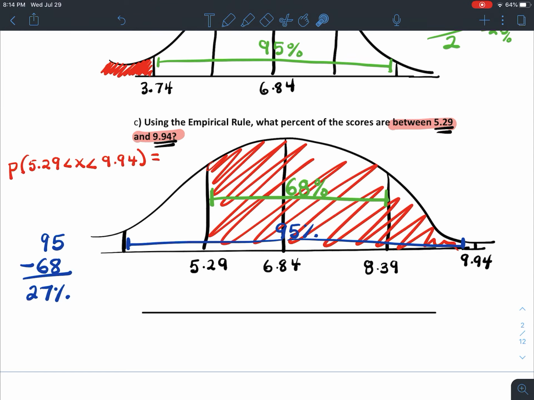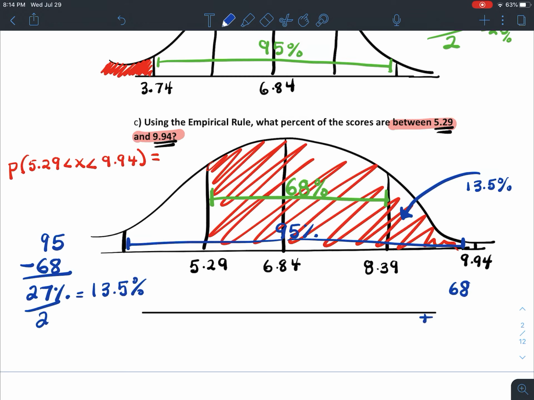Remember, this is supposed to be perfectly symmetrical. So if combined, these 2 sections here are 27%. If I want to know just the amount in one section, I would divide that by 2. So that means this part right here is 13.5%.